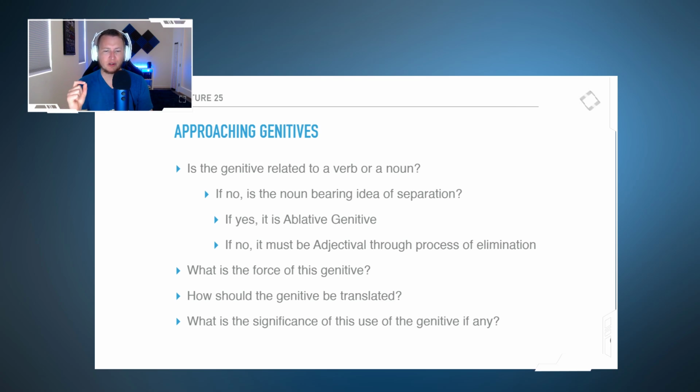What you're trying to figure out is what is the force of the genitive, how should it be translated, and what is the significance, if any. Okay? Don't just take them for granted. Words have meaning in relationship to each other, right? So don't take it for granted. Don't rush through it. Take your time. Read it several times. You might translate it several times. Think through it. You might consult various translations and commentaries and whatnot. But these are the things that the commentaries are going to draw out for you. What's the force? How should it be translated? What's the significance?